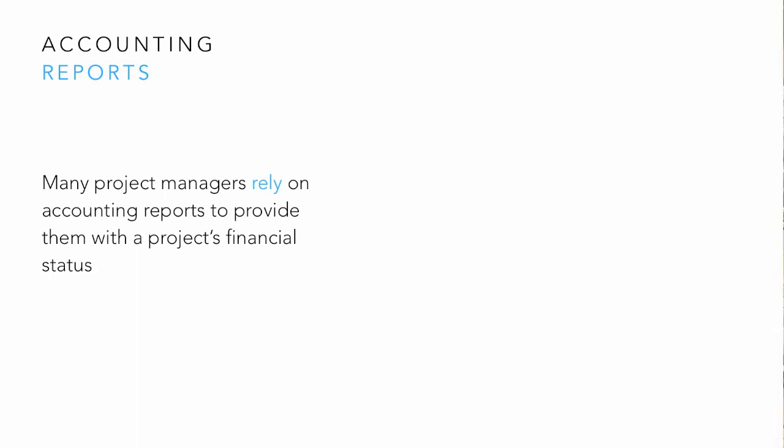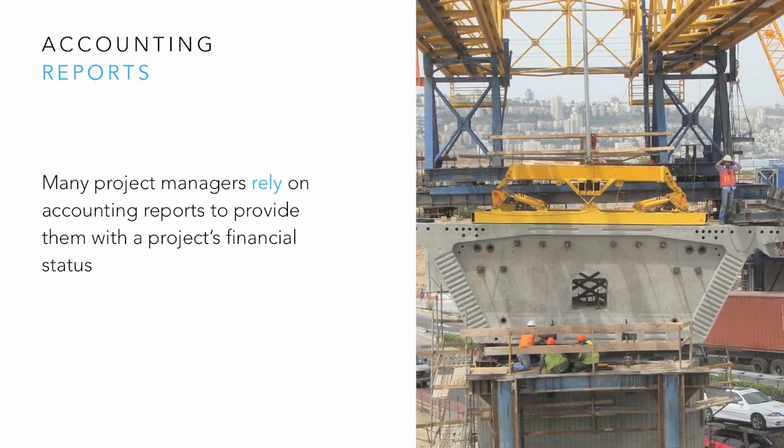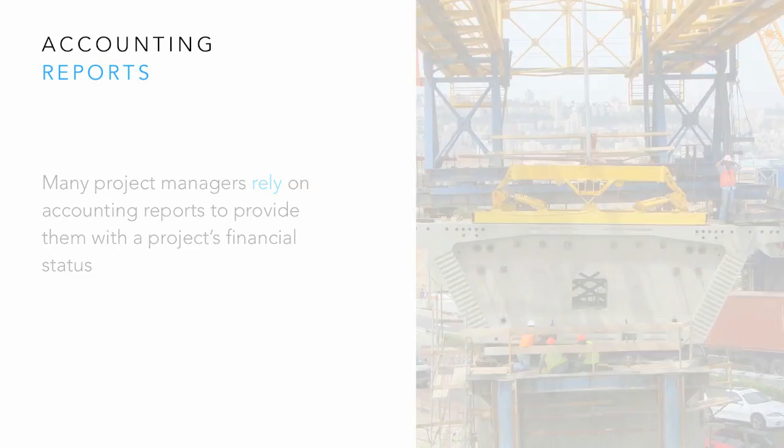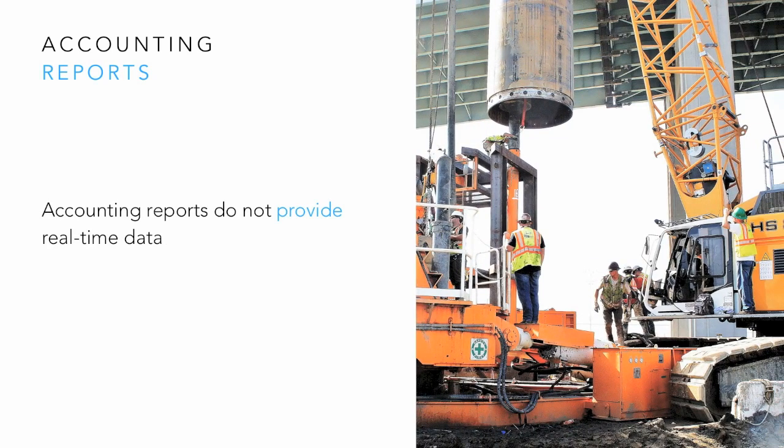Accounting reports. Many project managers rely on accounting reports to provide them with a project's financial status. There are several problems with this method, however. Accounting reports do not provide real-time data. Most accounting reports are published periodically. This is like depending on your monthly bank statement for your account balance instead of keeping track of debits and credits yourself.